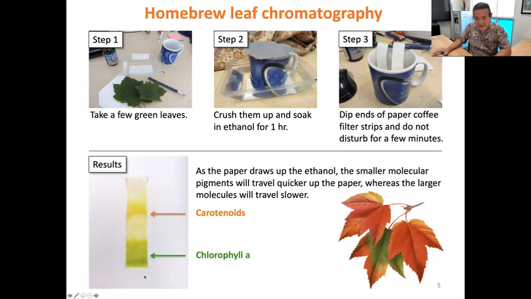So after a few minutes, or even longer, as the alcohol has absorbed and gone up the strip, the very complicated, massive chlorophyll A molecules will have only migrated this far along the paper, whereas the much smaller accessory pigments, like the carotenoids, can be carried up much further. So as the paper draws up the ethanol, you can actually separate these different pigment molecules and prove to yourself that all along those wonderful yellow-orange colors were in the leaf to start with. Okay.